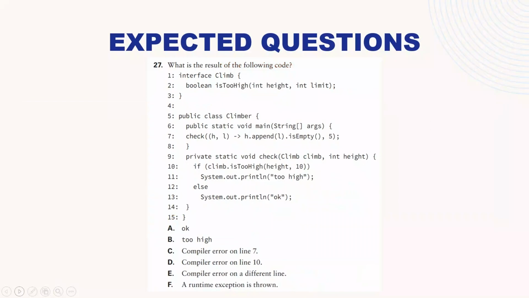Question number 27, guys. Now it says, what is the result of the following code? And we have an interface Climb, and boolean isTooHigh. There is this particular interface, and I guess this is a functional interface.